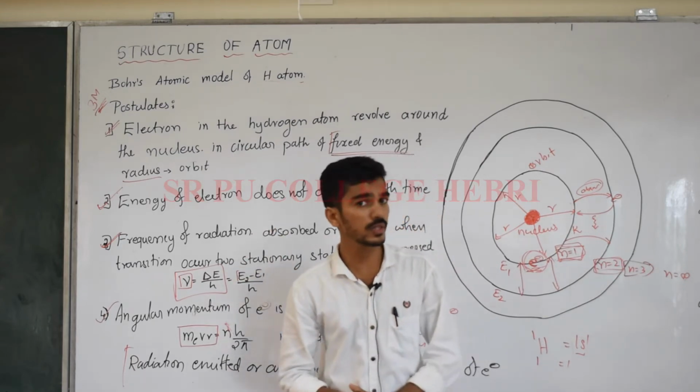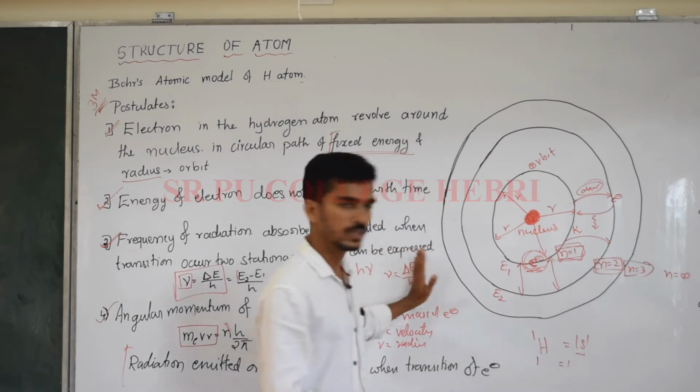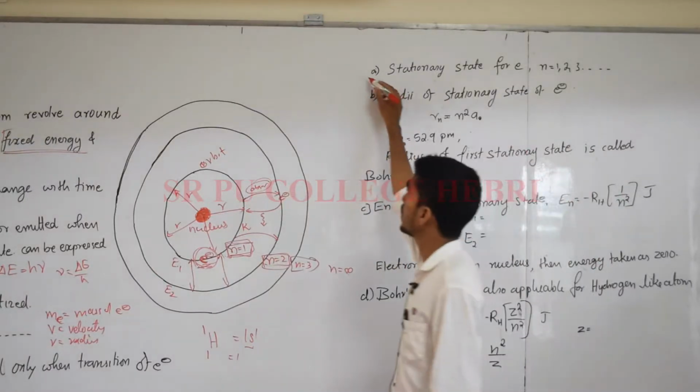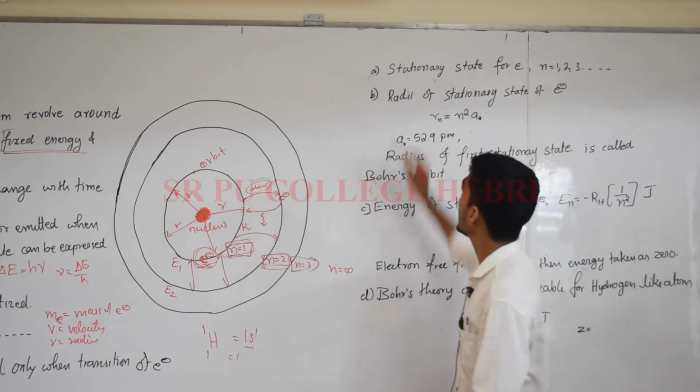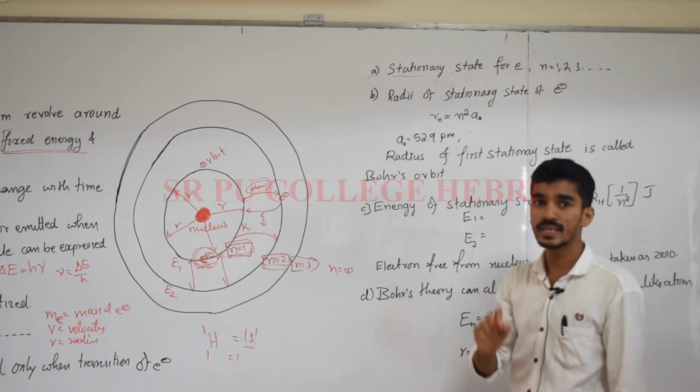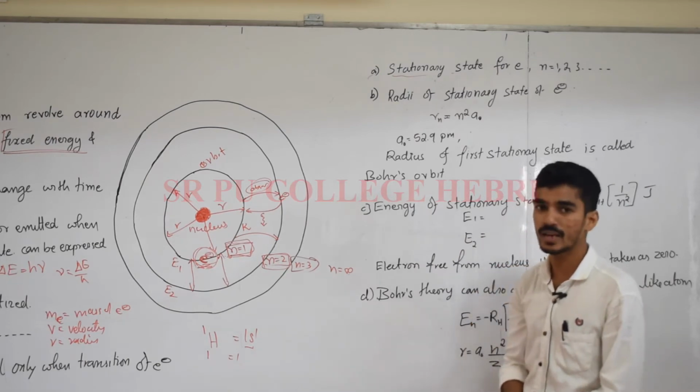Then we'll move to the sub points regarding this concept. The first point in Bohr's atomic model: stationary states of an electron are represented by n.